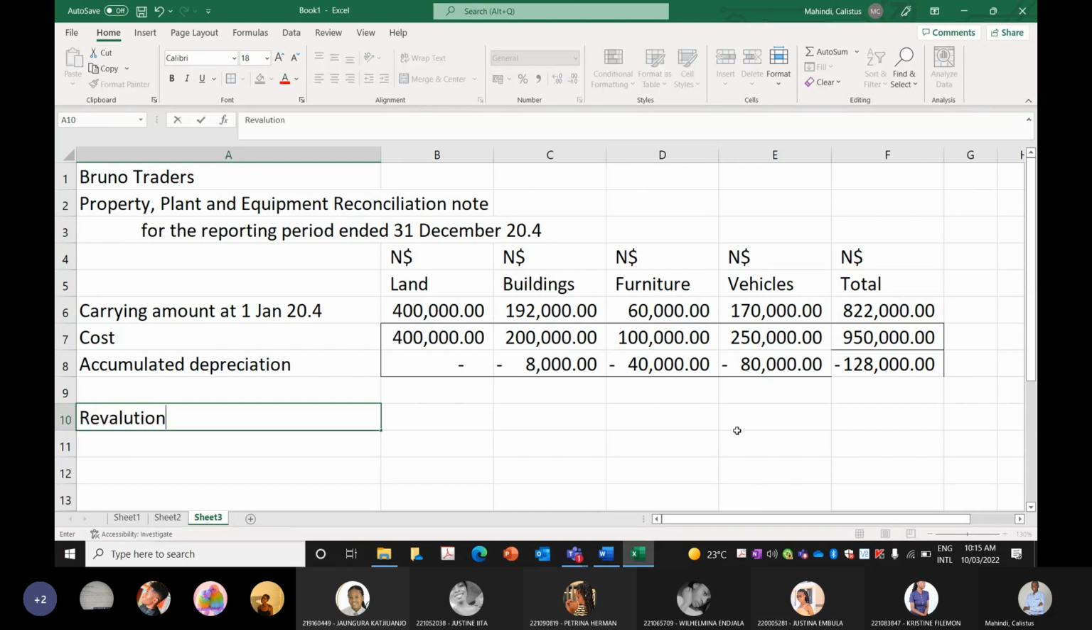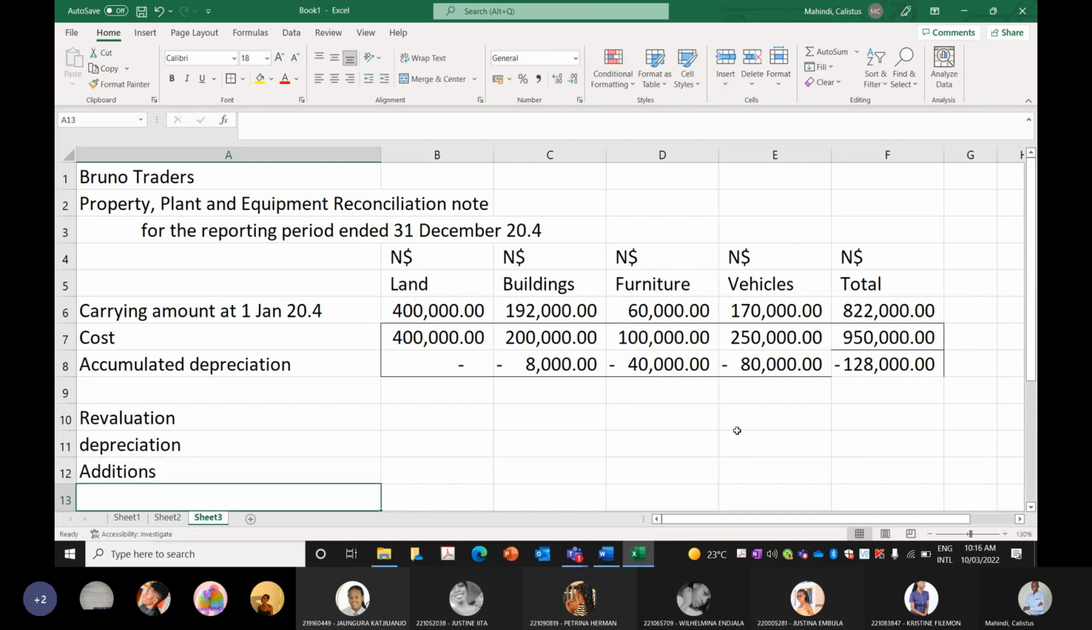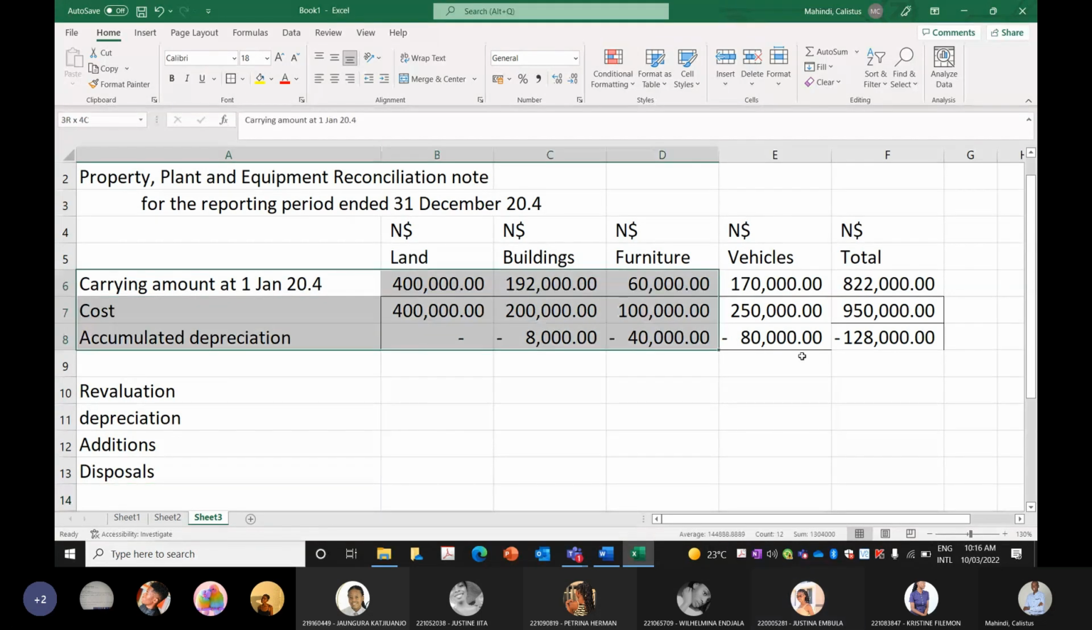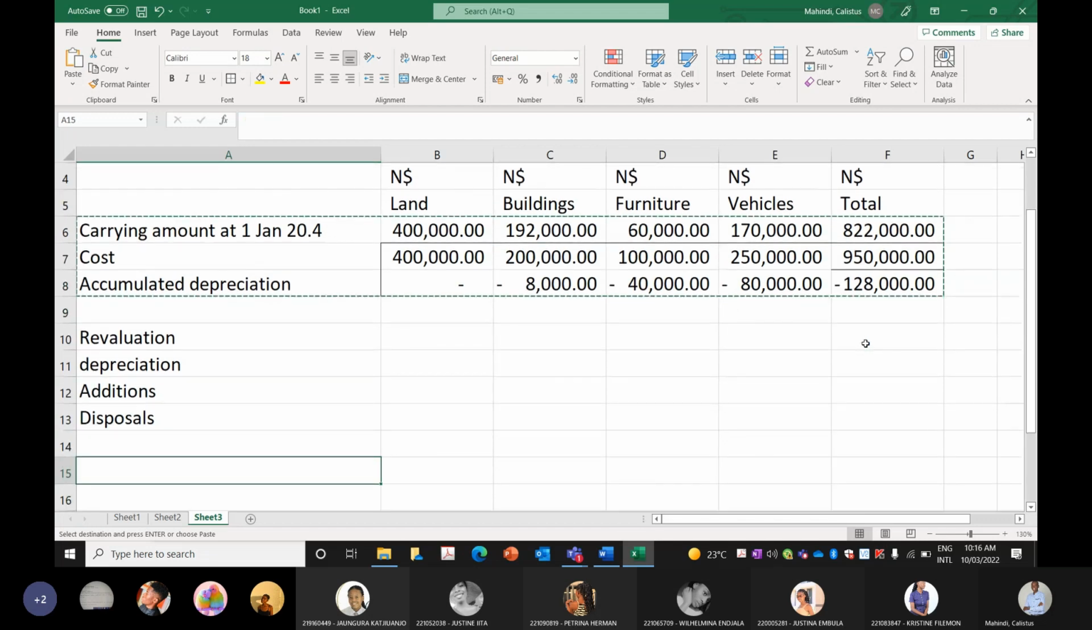We have the revaluation. We know land was revalued. You would have depreciation for the year. You would have additions, and then you'd have disposals. So after taking all of that, after you have your balance at the beginning of the year, and you account for all of these aspects, then you come to your balance at the end of the year. And then I can just put that here.